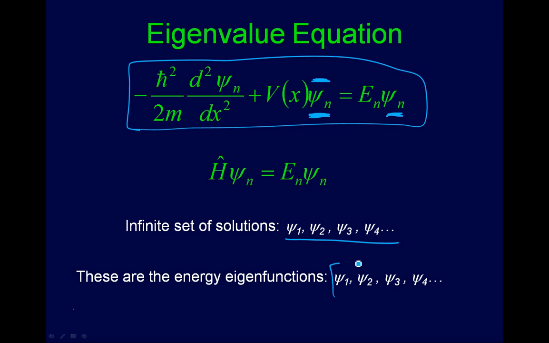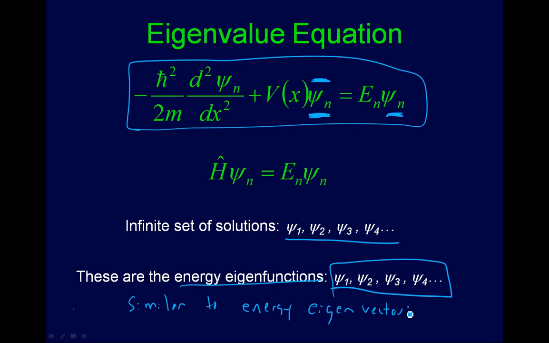What's going to turn out, as we'll see in the next couple of slides, is that each one of these psi's is an energy eigenfunction. These are similar to the energy eigenvectors that we talked about in the Moore text. This will be a particular function such that if my particle is represented by that function, then my particle has a definite energy, and we'll see that in a little bit.